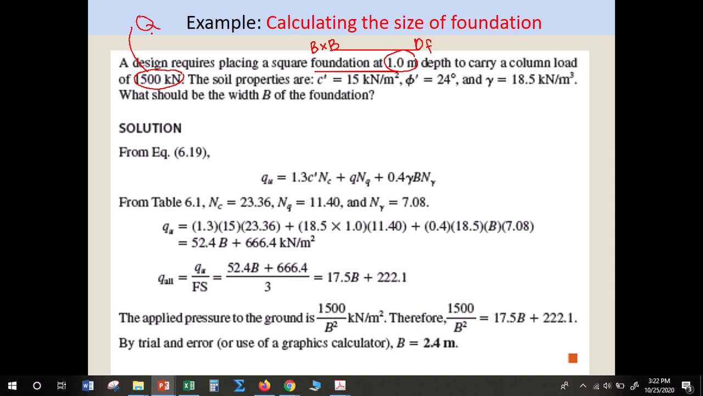The soil properties are C prime 15, phi prime equal to 24 degree, gamma 18.5. What should be the width of the foundation? So it means that this is Q, this is Q allowable.